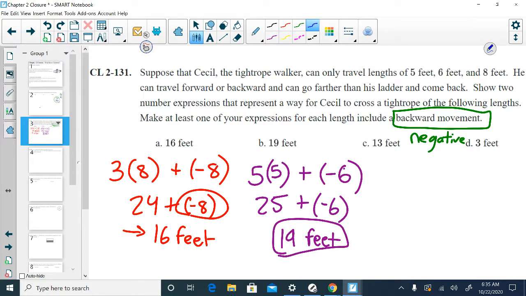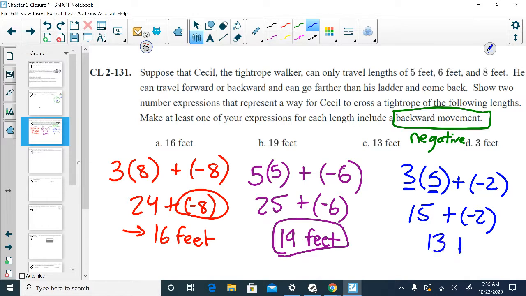Now 13 feet. See if you can come up with one here. So pause the video, see if you can come up with one on your own for 13 feet. Make sure you include a negative or backward movement. All right, so what I did here is told him to go 5 forward 3 times. All right, and so that would give me 15 feet. And then, of course, I'd have to tell him to go back negative 2 spots to get to 13 feet. All right, and then the last one, I'll leave that up to you guys.